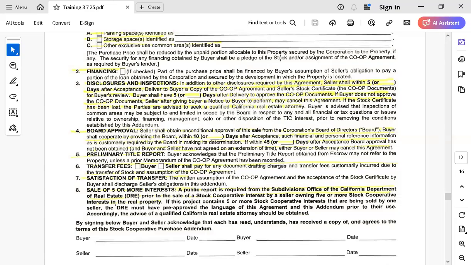They're still going to go through inspections on the unit to see what the condition of it is. If there was a death on the property, make sure you don't forget to disclose that. This is normal disclosure stuff. Even though it's a stock cooperative, you do need to disclose and do all of your disclosures.